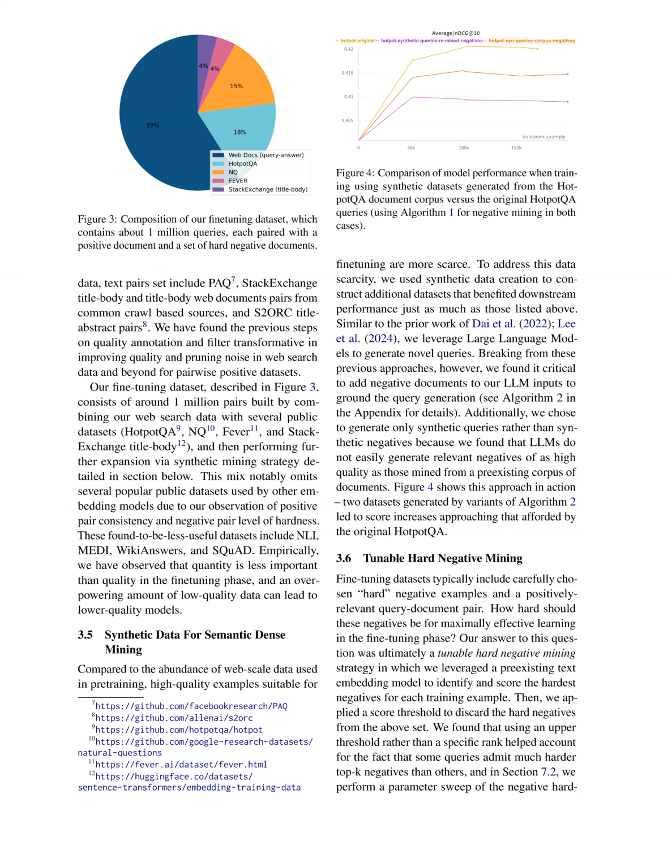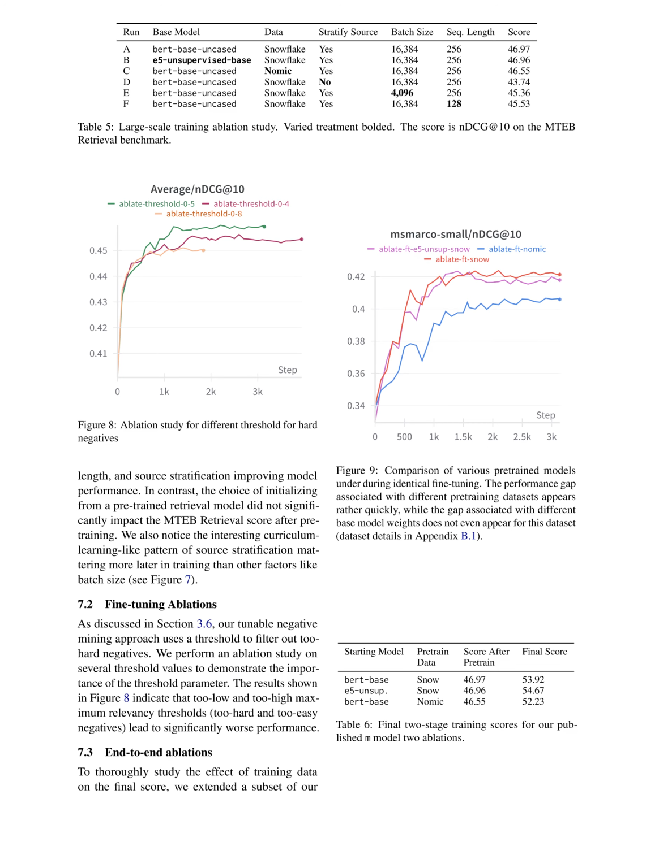Additionally, a tunable hard negative mining strategy is employed to identify and score the hardest negatives for each training example, with an upper threshold applied to discard the hard negatives. This approach allows for effective learning during the fine-tuning phase.